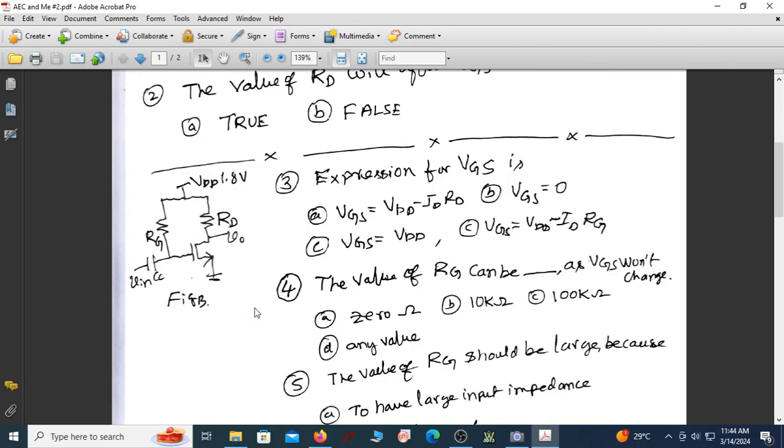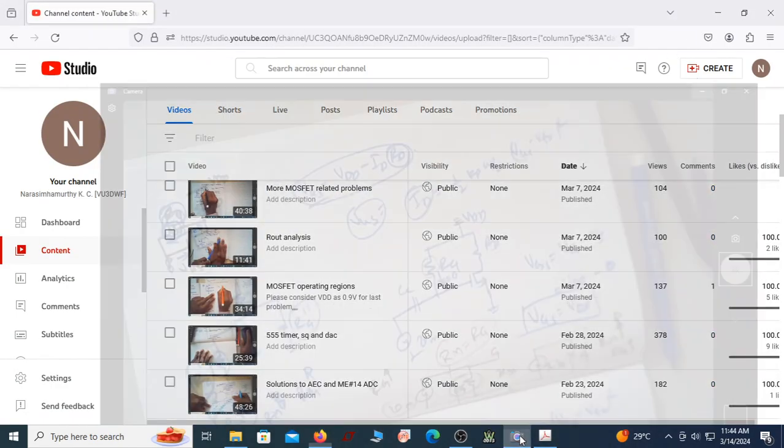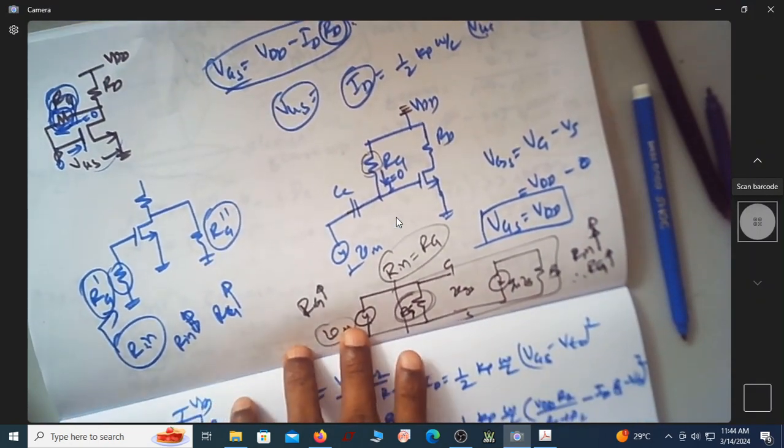Now, in this second question, we are asked to find the expression for VGS. VGS is given by VDD minus ID RD, and VGS is equal to VDD. Looking at this, this is the expression we have here.